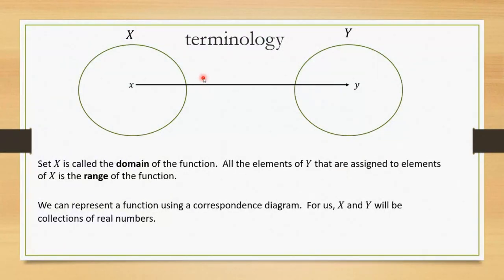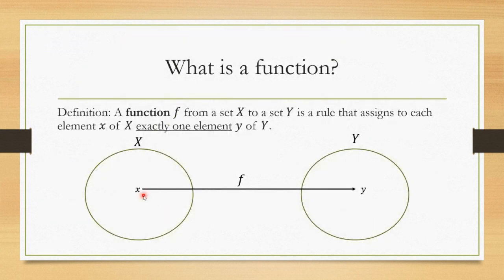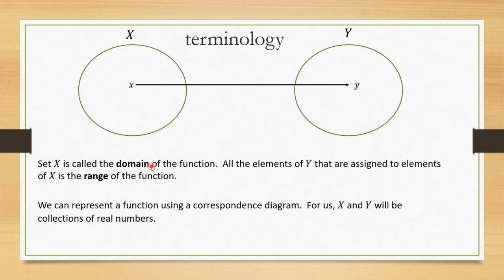Now, here's some terminology with functions. The first set, where these little x's come from, things that go into the function, we call that the domain of the function. All the elements in the second set that come out of the function, that are assigned to elements from the first set, that's the range of the function.